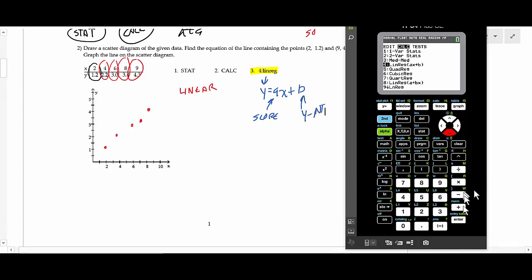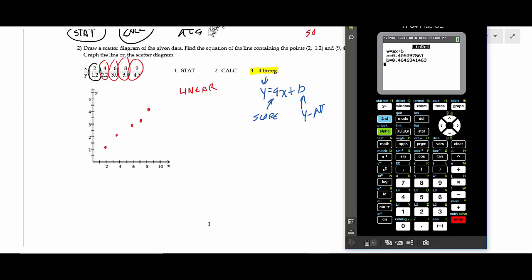Okay, so what you do is just press that, press enter, and you usually have to go down to calculate. This stuff shows up by default. Your X list is L1, your Y list is L2, so that should show up automatically. Then go down the bottom and do calculate. Okay, and then just press enter when it says calculate, and out will come the answer.